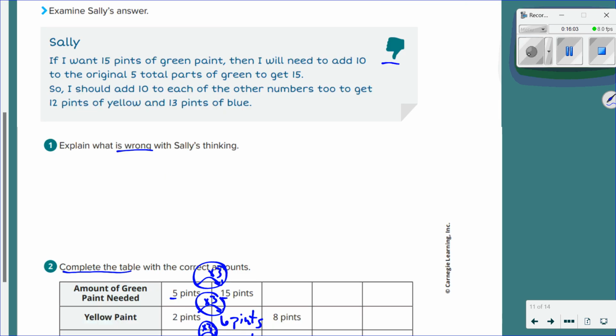Okay, our first one. Sally said if I want 15 pints of green, then I will need to add 10 to the original 5 total to get 15. Is that correct? Is everybody okay with that? Okay, so that's okay. So I should add 10 to each of the other numbers to get 12 pints of yellow, 13 pints of blue. Is that correct? Why not?